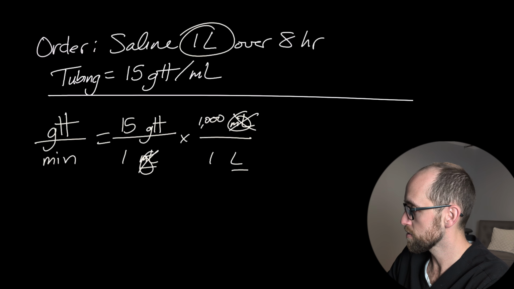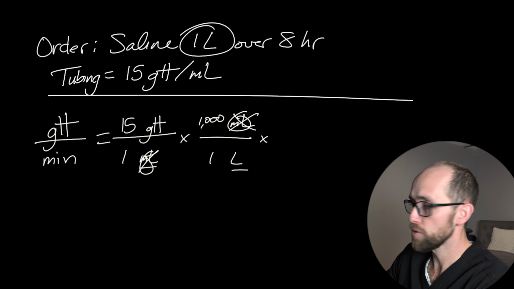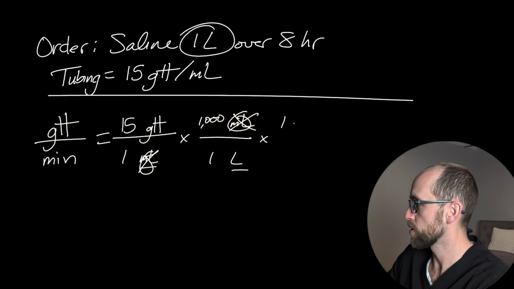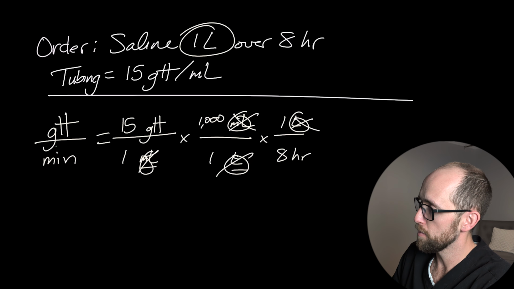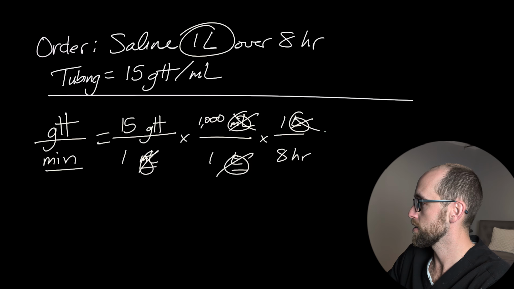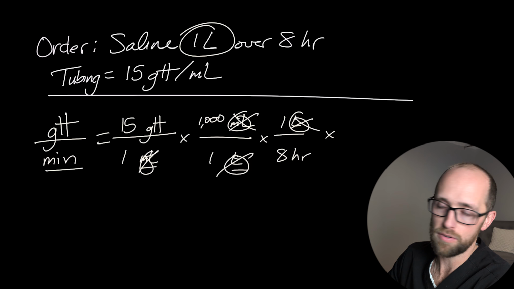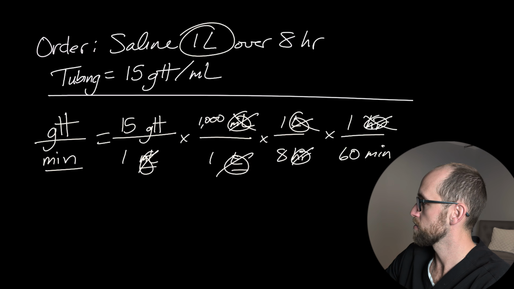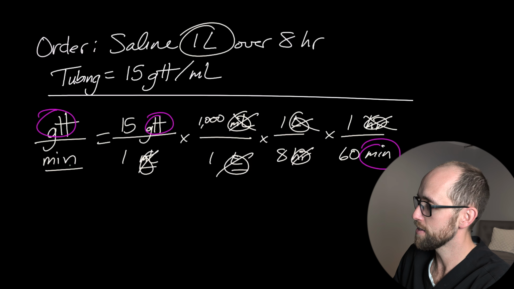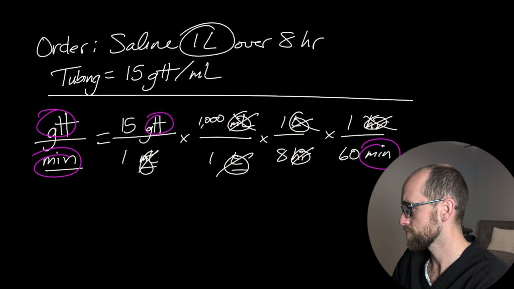Now I need to get rid of liters. Well, I have an order for 1 liter over 8 hours, so I'm literally going to type 1 liter over 8 hours. And that gets rid of my liters, but I am looking for drops per minute, and so I need to cancel my hours by converting my hours into minutes. I know that 1 hour is equivalent to 60 minutes, and now my hours have canceled, and all that I have left is drops per minute, which is indeed what I am looking for, so let's just do the math.